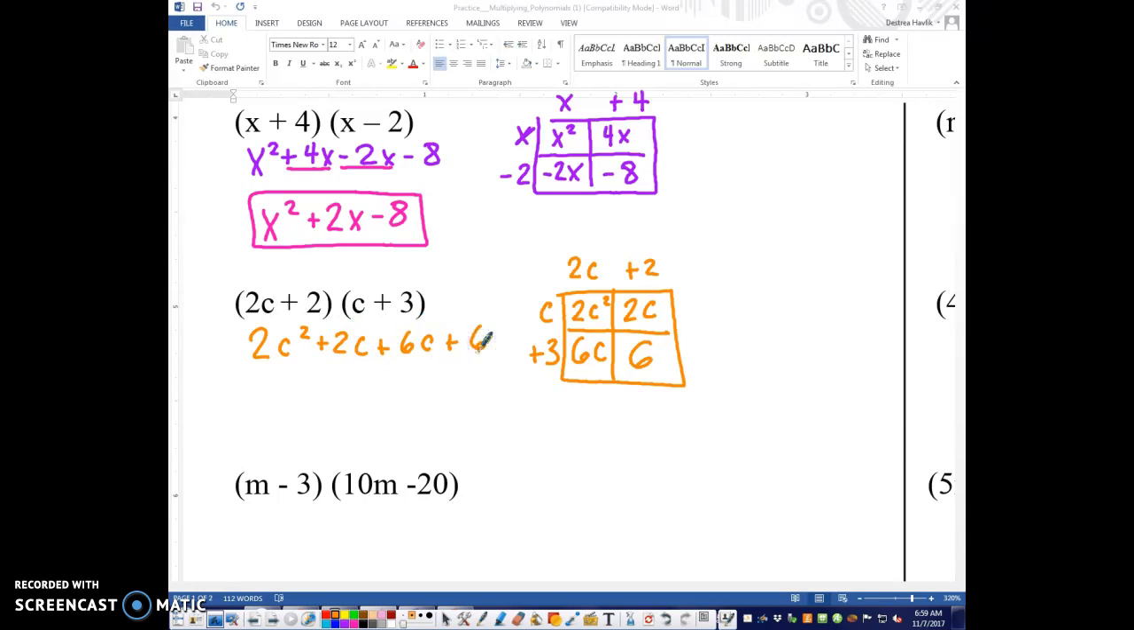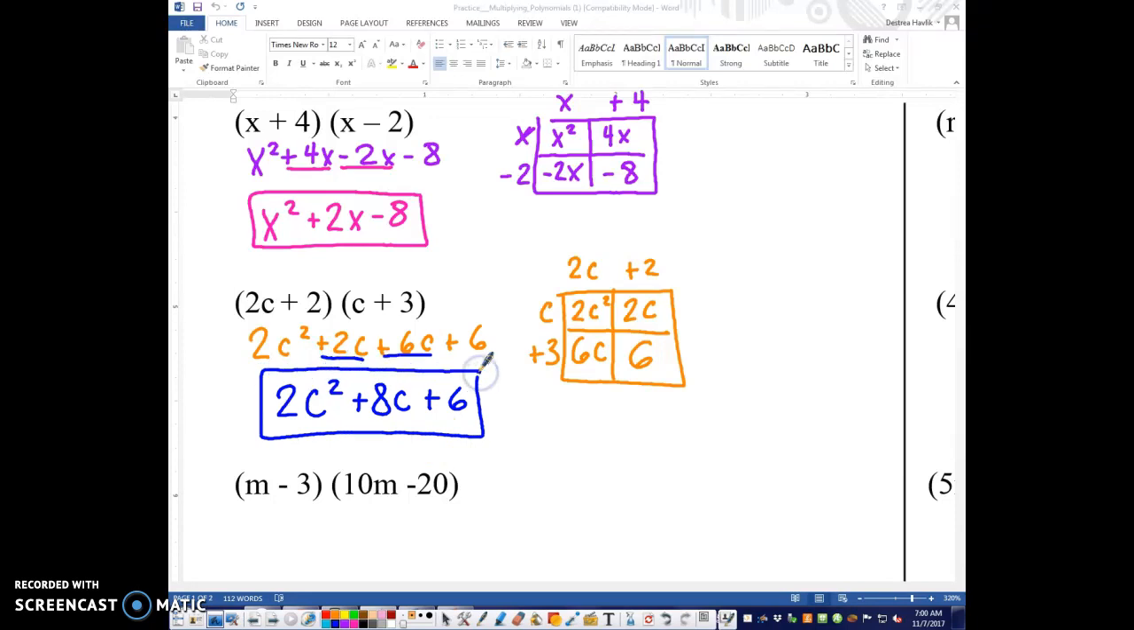Now we need to combine like terms. There's only one c squared, so it's 2c squared. We have 2c plus 6c. What does that give us? 2 plus 6 is 8c. Then we have the plus 6. All right, pause the video and do the problem to the right.